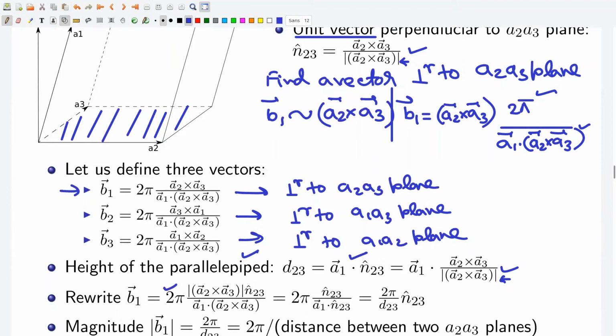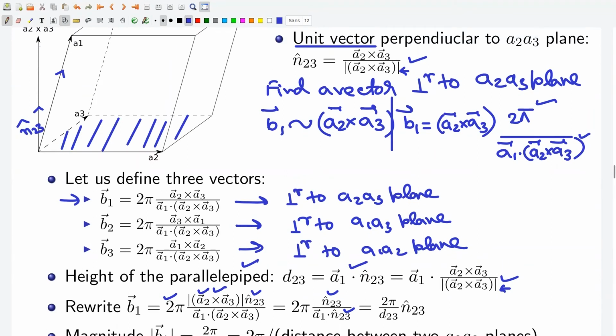So B1 is equal to 2 pi times A2 cross A3, which is a vector, so we take its magnitude, and n hat 23 is its direction, and of course this is divided by the volume. If I divide A2 cross A3 by its magnitude, I get n hat 23. If I take a dot product of A1 and the unit vector in this direction, that gives the projection of A1 along n hat 23, and that is equal to the height, or the spacing between these planes.